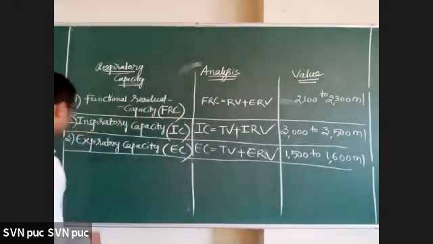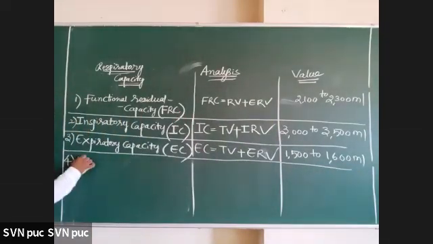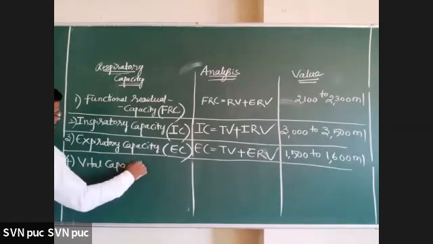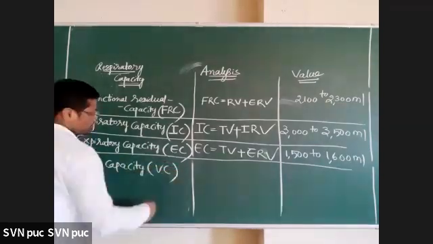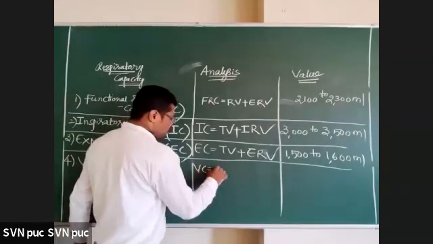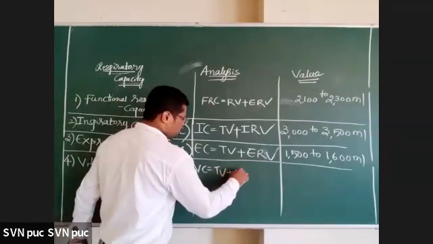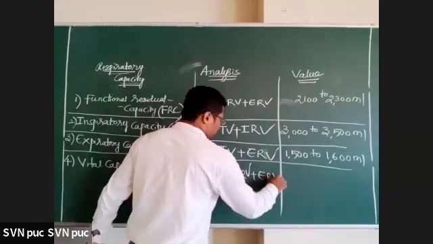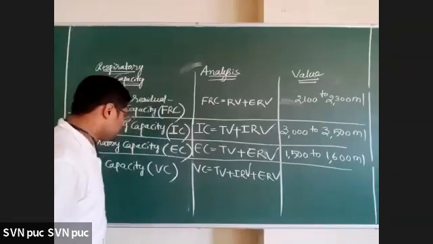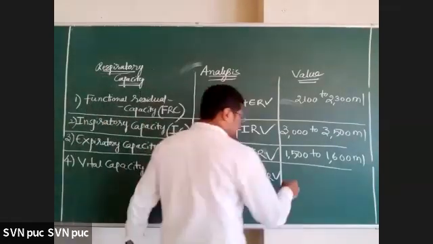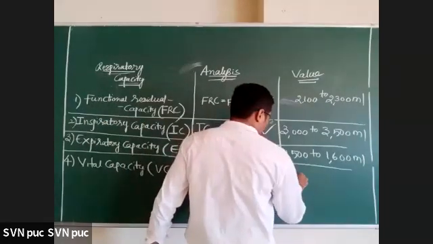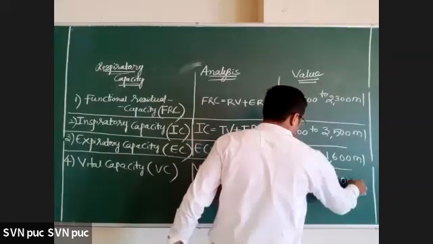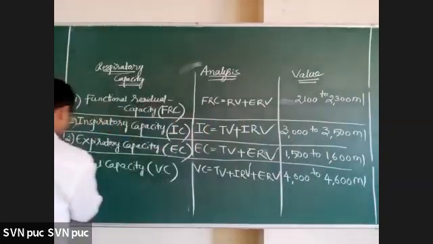Next, vital capacity, fourth one. Vital capacity or VC is equal to tidal volume plus inspiratory reserve volume plus expiratory reserve volume. The vital capacity is about 4000 ml to 4600 ml.